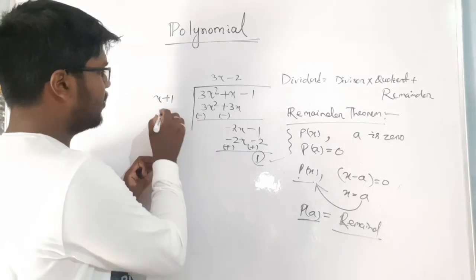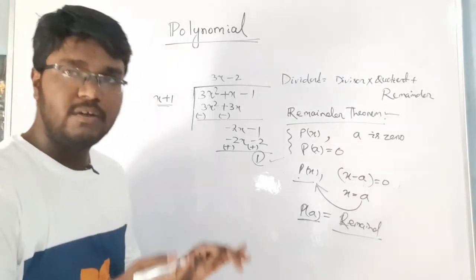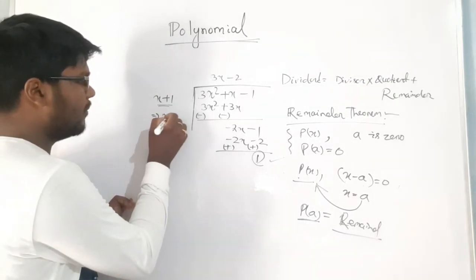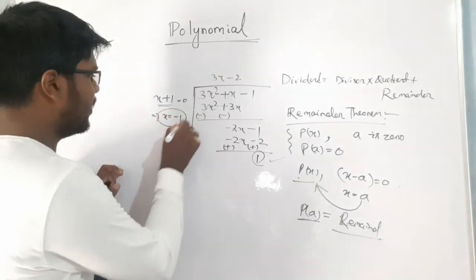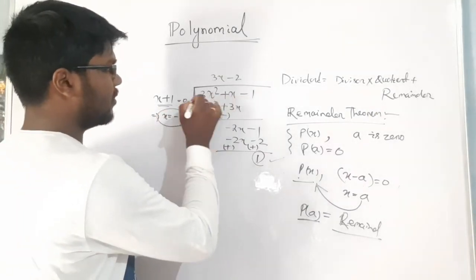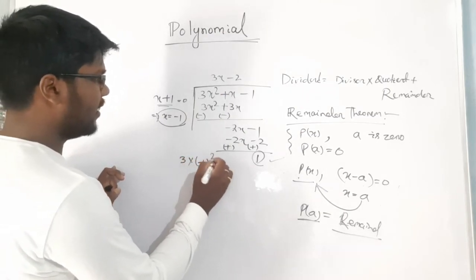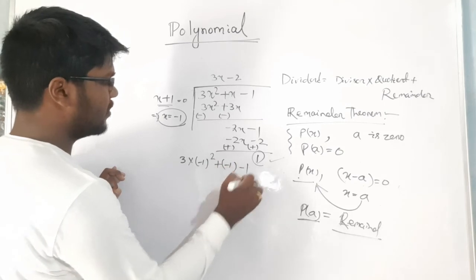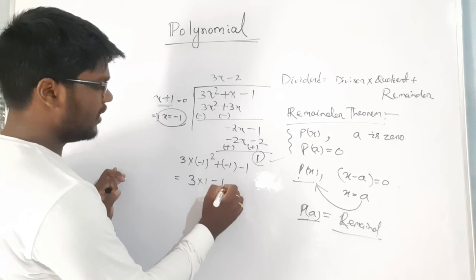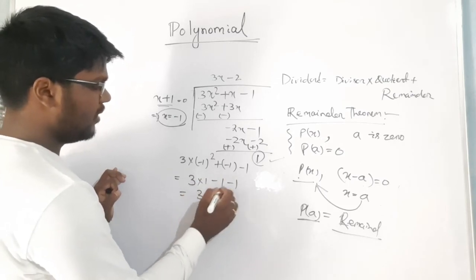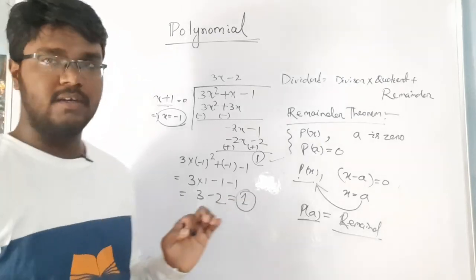You see here we have divided with x plus 1, that means if you take x plus 1 is equal to 0, then x will become minus 1. Then we will put the value of x is equal to minus 1 in this polynomial. You see, 3 into minus 1 whole square plus minus 1 minus 1. Minus 1 square will be 1, so 3 minus 1 minus 1. So 3 minus 2 will become 1. You see here the remainder is 1.